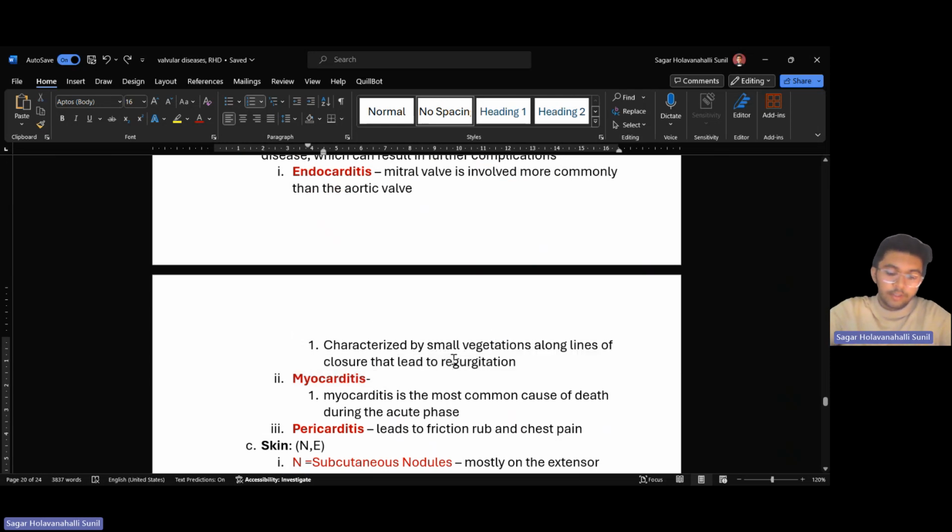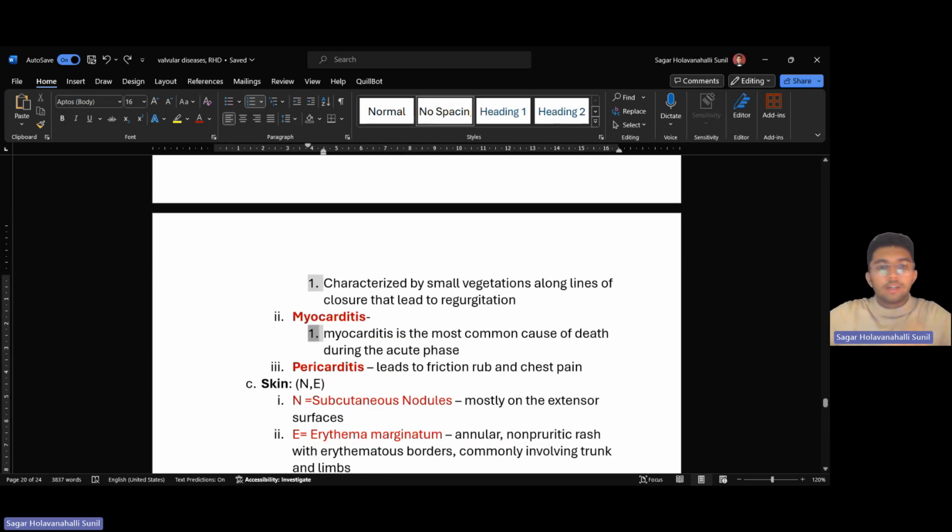Remember, in regurgitation, I mentioned three main reasons. Number one, something is preventing it from closing properly, for example, cardiac tumors. Another example is these vegetations, which can prevent the complete closure, so there can be spaces between the valve leaflets and cause backflow. Myocarditis can also occur, but just know that in the acute phase of rheumatic heart fever, myocarditis is the most common cause.